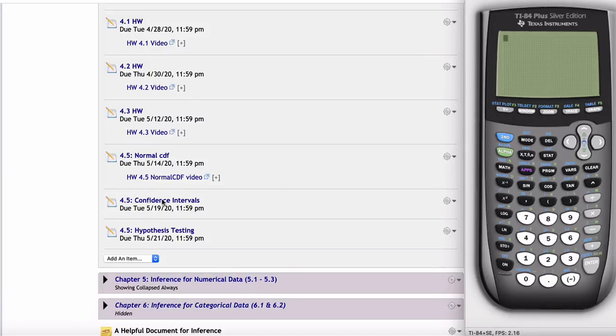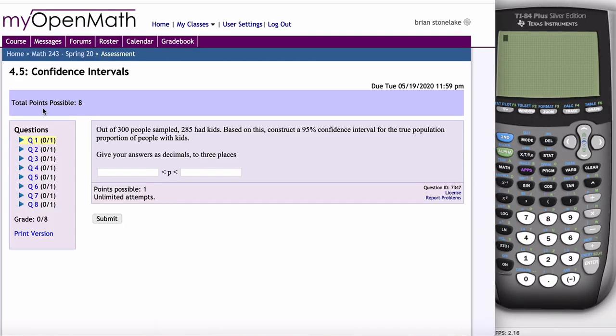All right, here's the homework for 4.5 confidence intervals. Looks like we got 8 questions here, although I think you'll see that the first few go pretty quickly. For the first few, actually, they just want you to make a confidence interval. As a couple notes here, the confidence interval that you're making is for P, the population proportion.